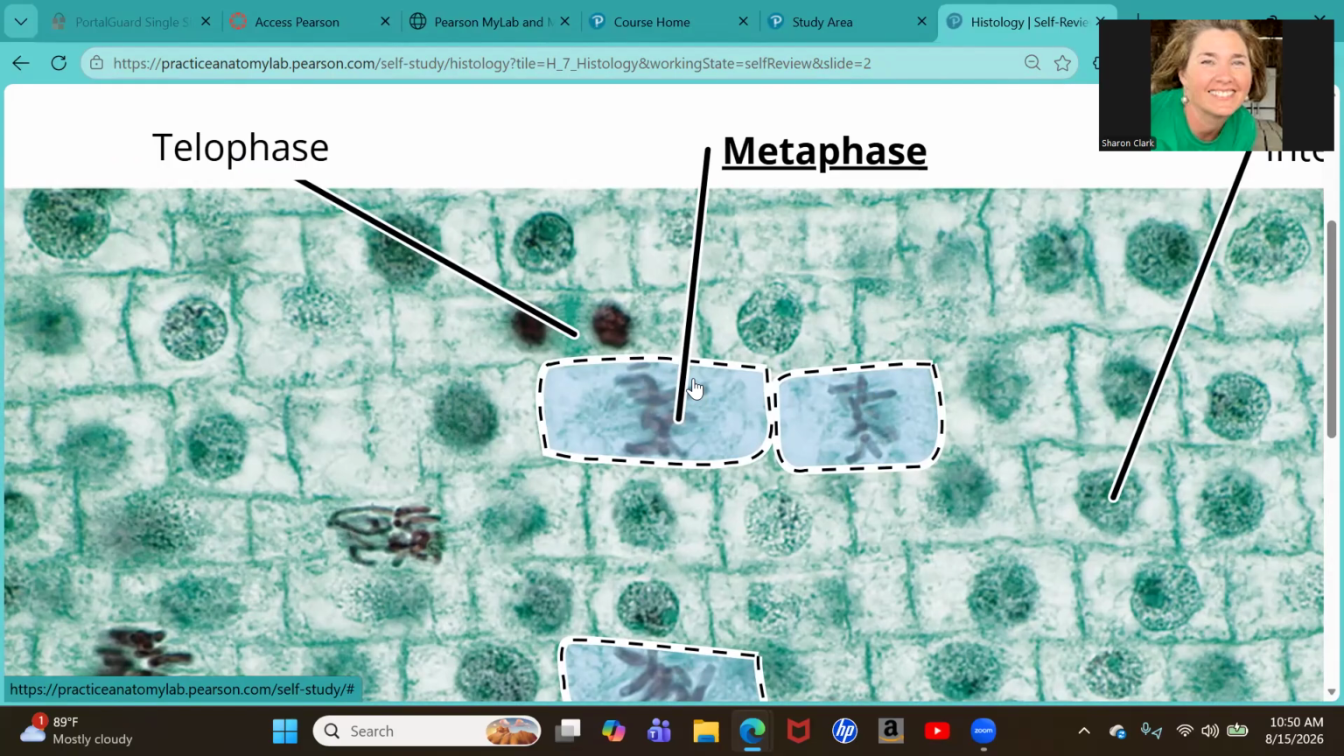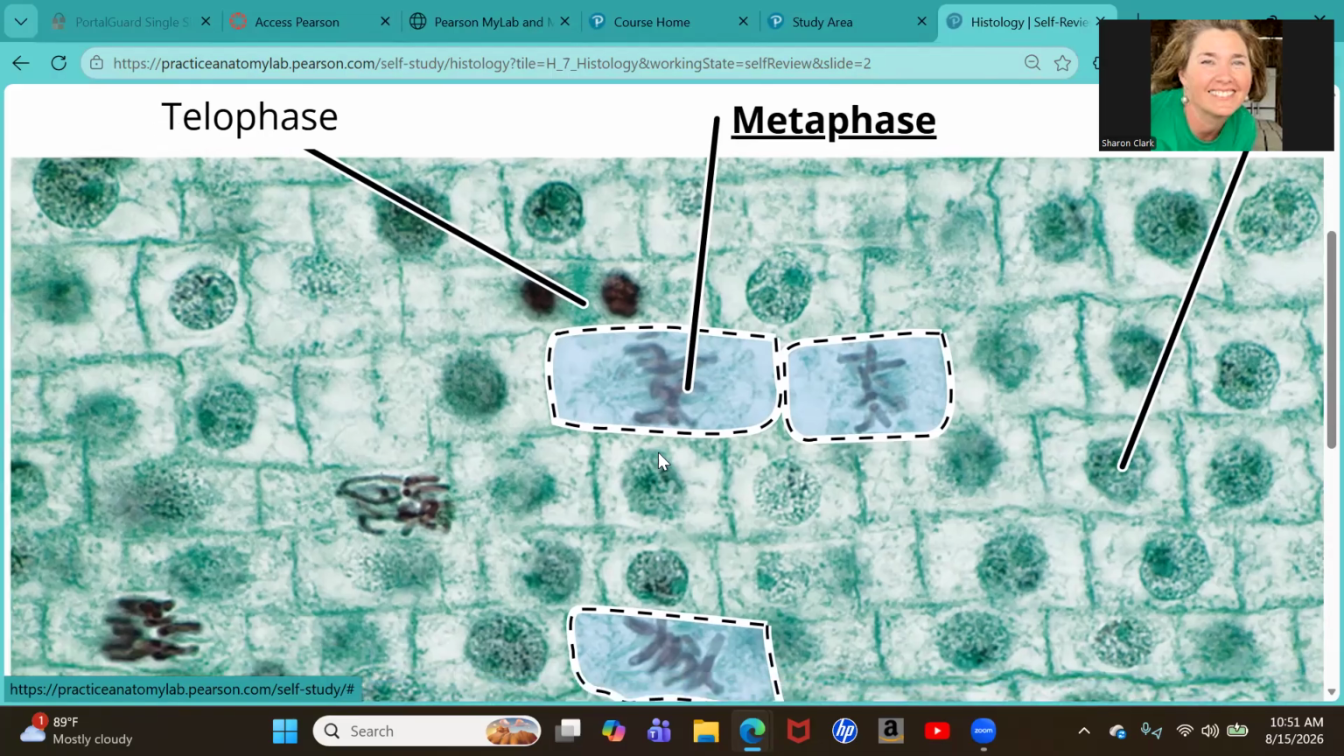And arrangement is important here because when they're getting ready now to go to anaphase, they need to be kind of lined up and in the middle for that cell division and when that cytokinesis happens.